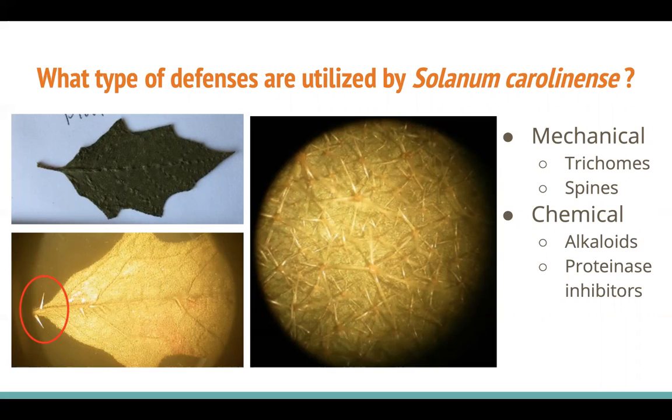Along the midline of the leaf, you can see spikes radiating outward. This is also indicated by the red circle. The spikes coming from the midline of the leaf are called spines. On the other hand, the nightshade has secondary defenses against predation that are comprised of chemical defenses. The chemical defenses of this species include alkaloids and proteinase inhibitors.